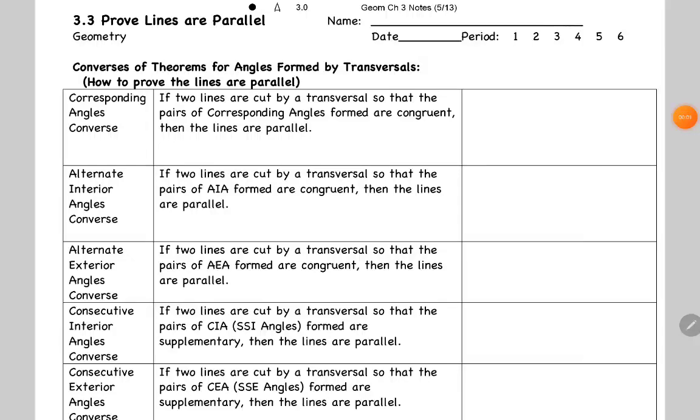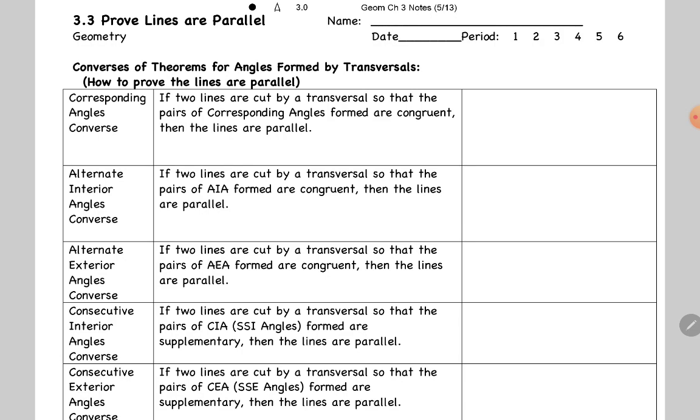Hello, this is College Shark doing some math today in geometry. We're going to prove lines are parallel. So before we had parallel lines, now we're going to prove that they're parallel. And we can prove how they're parallel using the converse of the theorems that we learned last time.